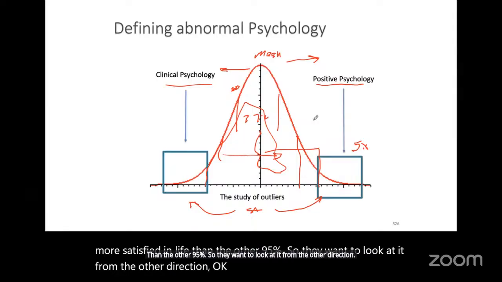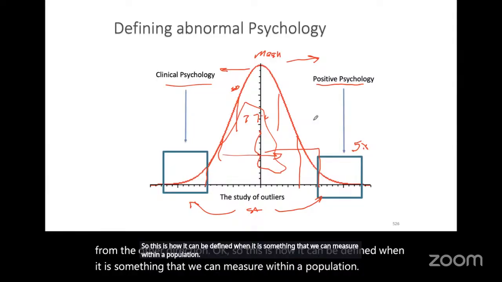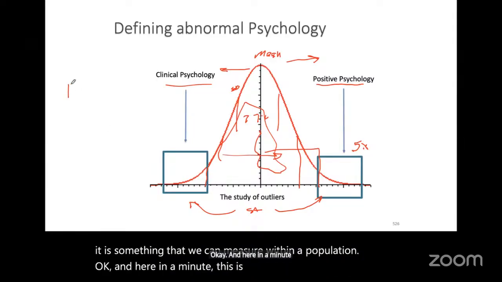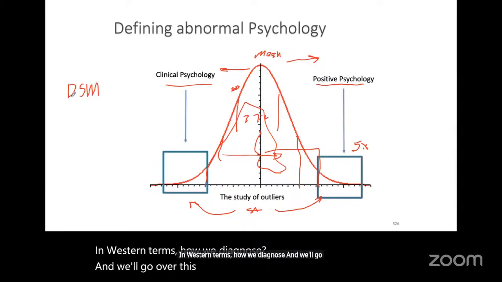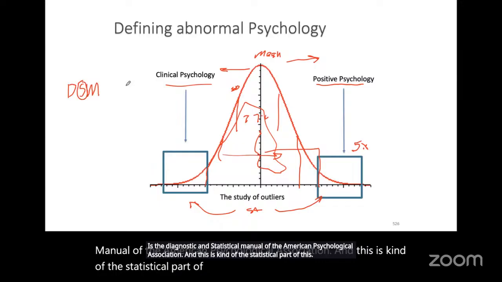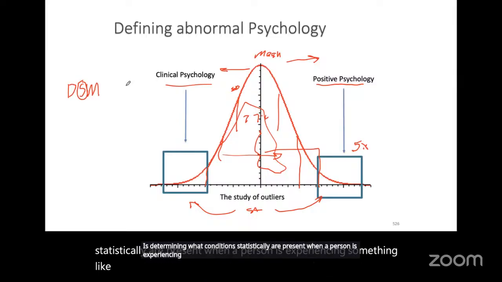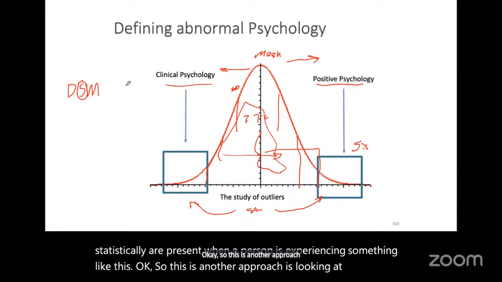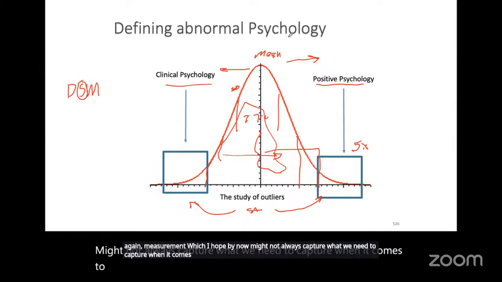Okay. So this is how it can be defined when it is something that we can measure within a population. And here in a minute, this is what is known in Western terms, how we diagnose, and we'll go over this guide, the Diagnostic and Statistical Manual of the American Psychological Association. This is the statistical part of this, determining what conditions statistically are present when a person is experiencing something like this. Okay, so this is another approach, looking at those fringes, but this requires, again, measurement, which I hope by now might not always capture what we need to capture when it comes to somebody suffering from something.